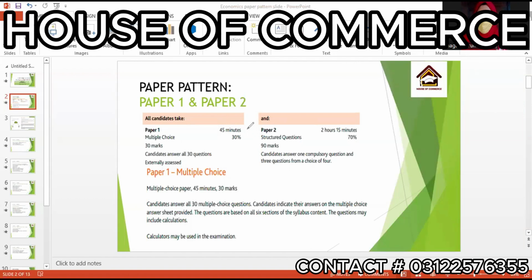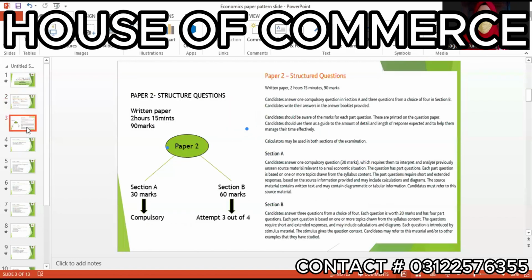You will have 45 minutes to attempt 30 MCQs to get 30 marks. In Paper 2, this is a structured or case study type question paper. Written paper, 2 hours and 15 minutes is the time to attempt it, and you will get 90 marks.